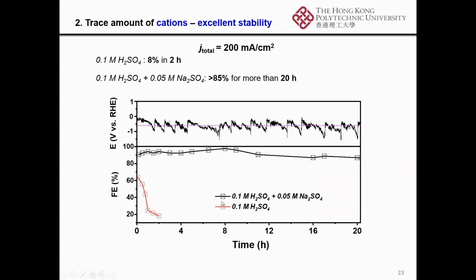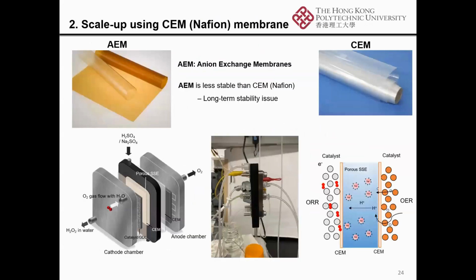And also with such a small amount of sodium, the stability is improved. Normally, activity, selectivity, and stability, these three are the key issues for a catalyst. If there's no sodium, the activity can decrease a lot. But if we have a small amount of sodium, the activity improves a lot. So our final target is real production.